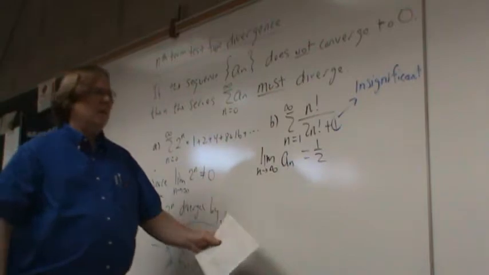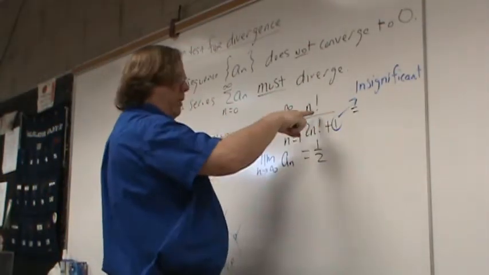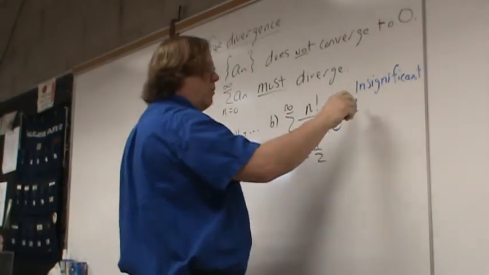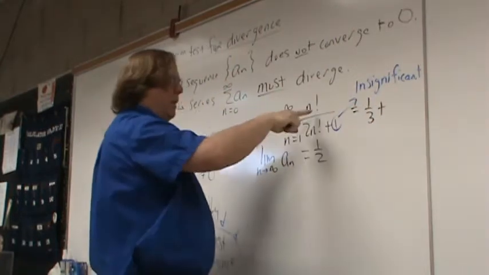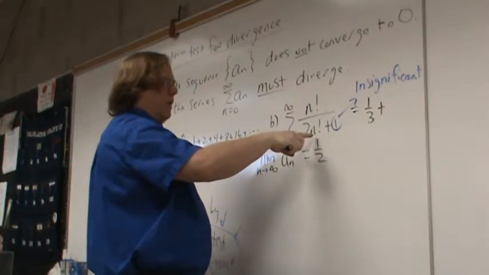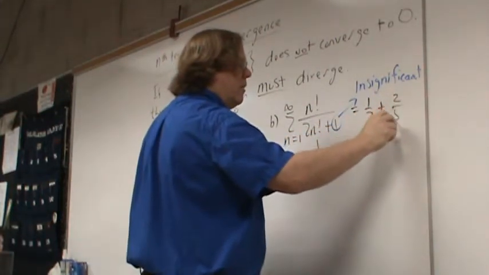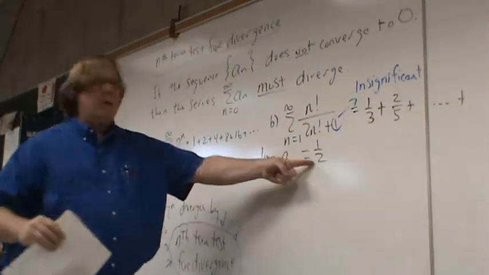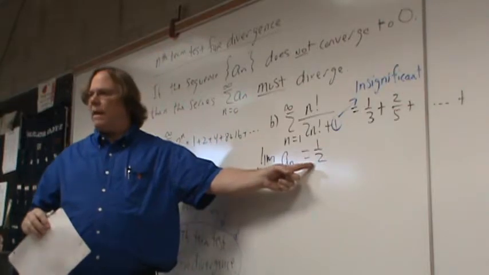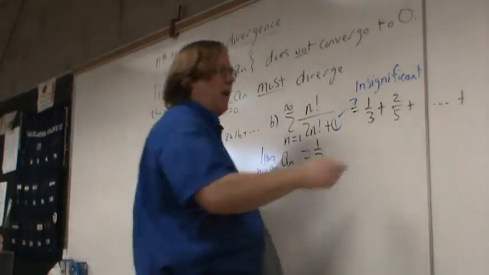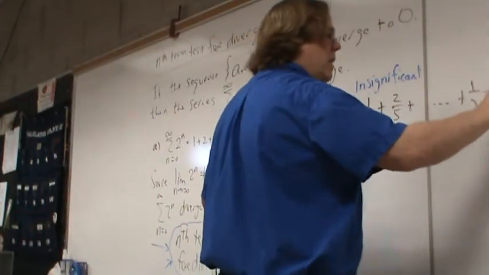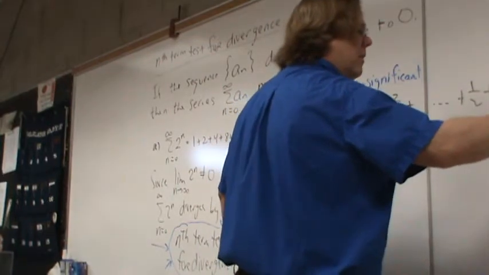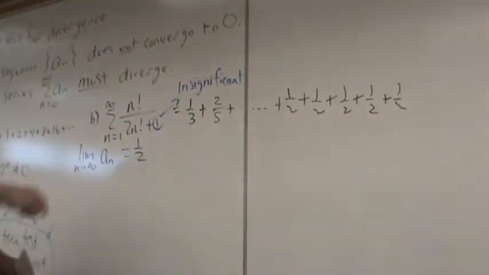Which means, initially, when I plug in a 1, I get 1 over 2 plus 1, which is 1 third. And when I plug in a 2, I get 2 over 5, and so on. But eventually, when I get to infinity, what am I adding over and over again? A half. I'm getting a half plus a half plus a half plus a half, right? So tell me, does this diverge?